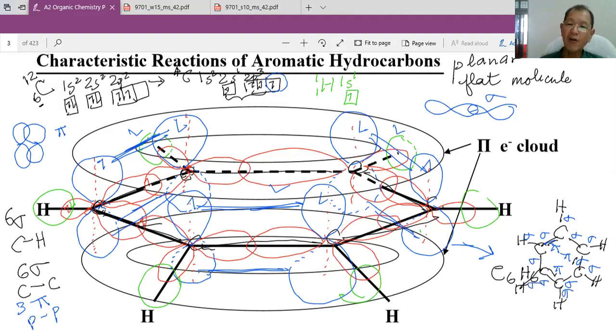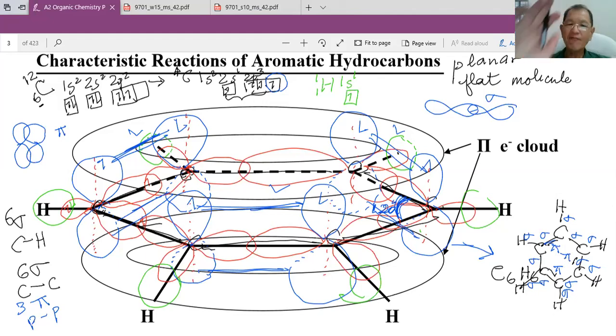So the pi, I've got top and bottom. So it's a flat molecule. And of course, the angle between them is how much? Remember, the whole thing is 360, so it's 120. So this is called the physical shape of the benzene ring. Remember, all this information they ask you in the question.